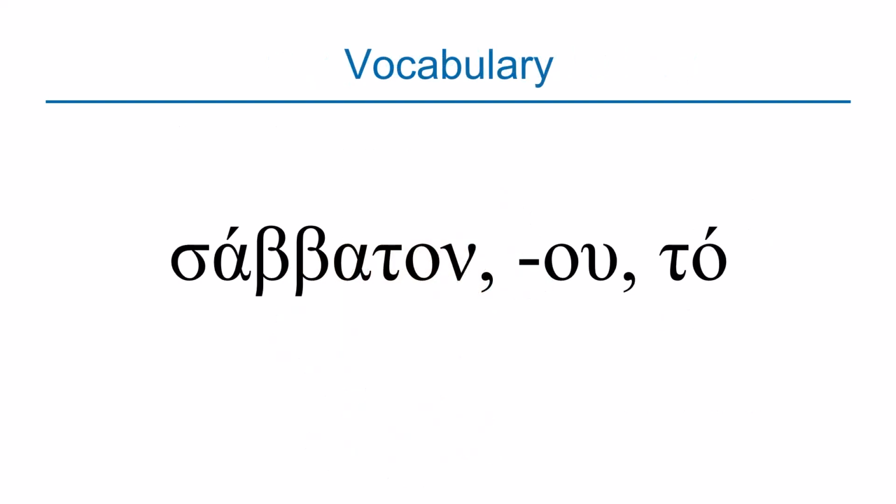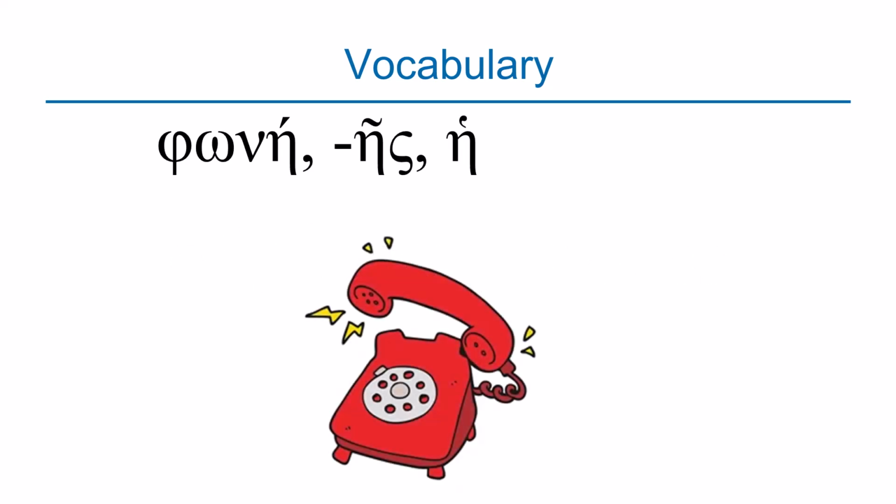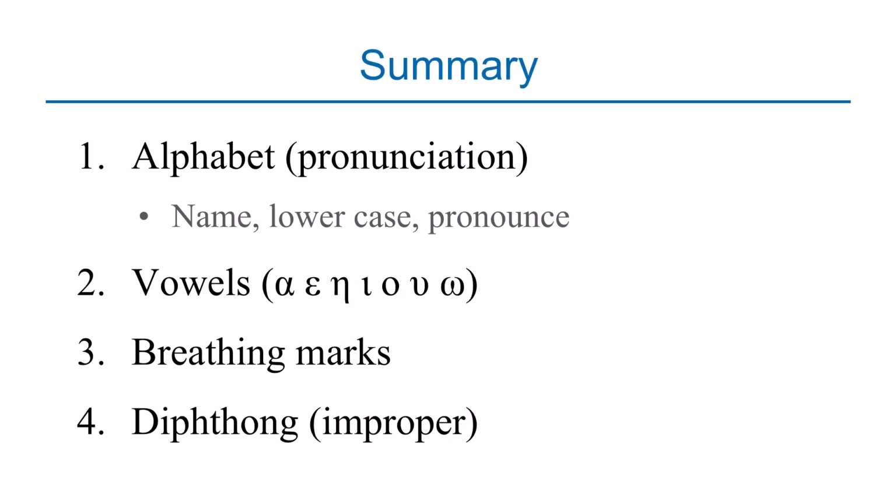Next we have the word Sabbaton. Sabbaton means Sabbath. Next we have the word phone. Phone means sound. And this is where we get the English words phonetics or phonology. And this is where the word phone comes from, sound. Now what I want you to do is to go through these words and learn how to pronounce them. And you must learn what these words mean in the English.